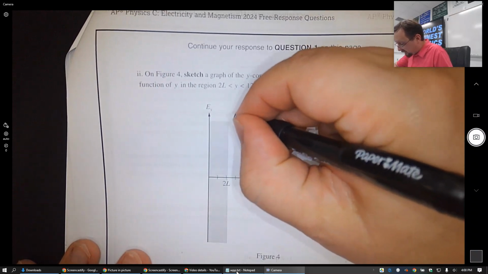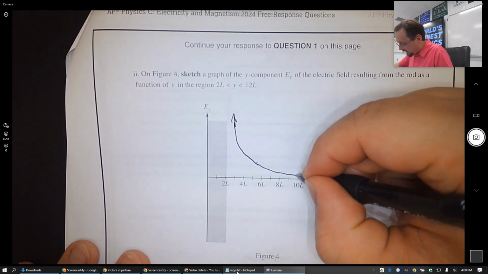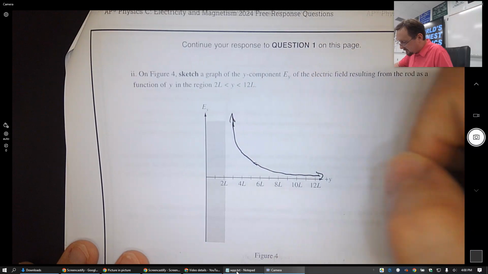And again, the electric field is going to be the exact same story. It's going to have this asymptote, and it's going to become less and less as you get farther away.